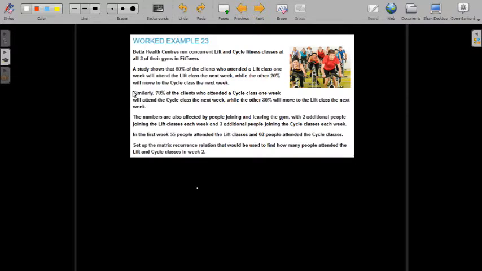After reading that, that's going to be my initial state, because I've got 55 people attending the lift class and 62 people attending the cycle class in the first week. It's always good to write down as you read and pick out, okay, that's my initial state, I'm going to write that down straight away. The actual question says, set up the matrix recurrence relation that would be used to find how many people attend the lift class in week 2.